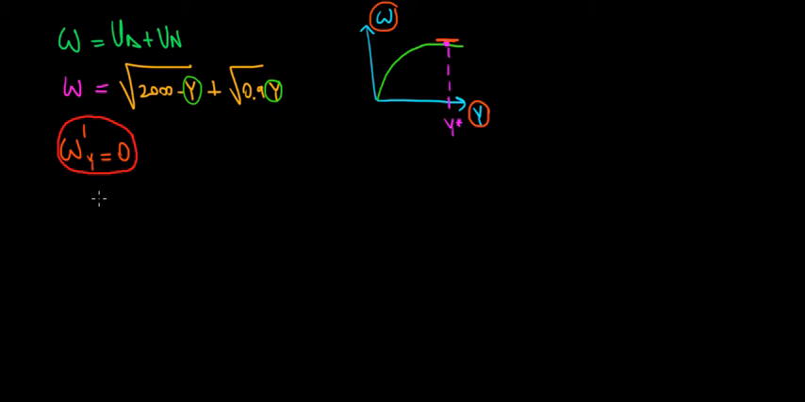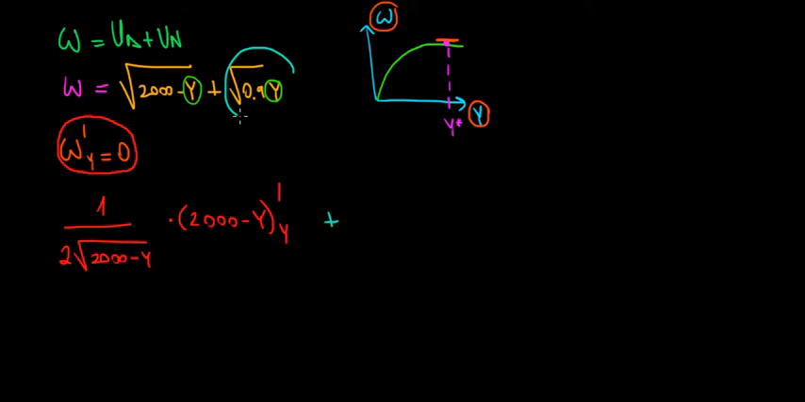From the first term, we will have the derivative equal to 1 divided by 2 multiplied with the square root of this expression, 2000 minus y, but then we also must multiply with the derivative of the expression, right? So 2000 minus y derivative with respect to y, and we do the same for the second term, plus the derivative of this term. Well, that's again 1 over 2 square root of 0.9 times y multiplied with the derivative of the expression under the square root, so 0.9y derivative with respect to y. This must equal to 0.